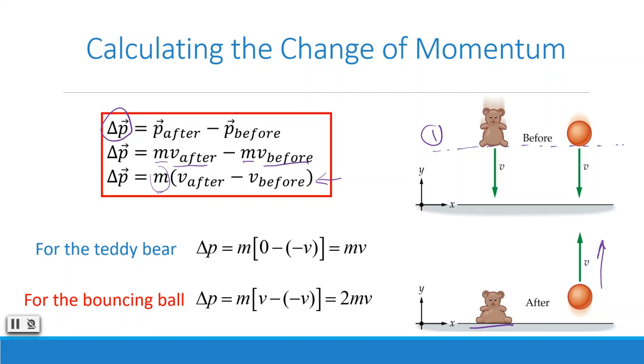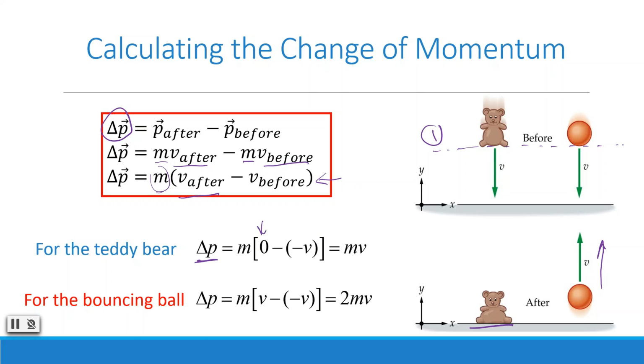So we're going to assume that this collision with the floor is such that the ball rebounds with the same speed that it had before. It's just now changed directions. So when you look at the change in momentum using this equation, for the teddy bear, delta P is going to be m. If we assume they have the same mass, then you can compare their momentum here. So you're going to use v after.